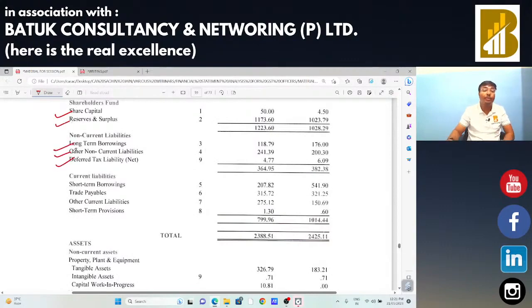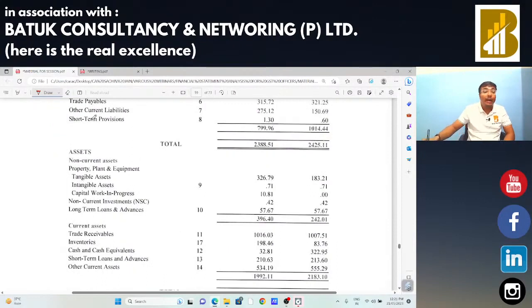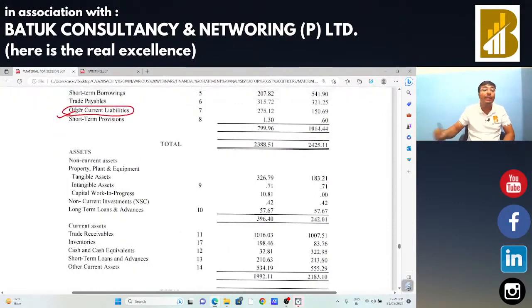Long-term liabilities, other borrowing, default, short-term trade, other current liabilities, we need to check the same. If there is any GST payable, in that case, we need to check the GSTN portal that the same has been paid by electronic cash ledger or not.